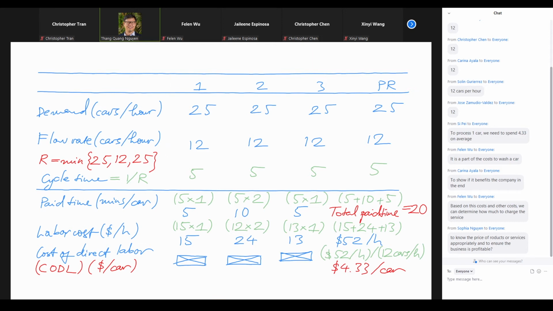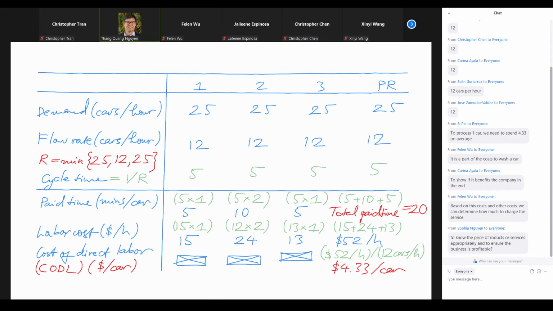Oops, sorry, trying to make this column kind of straight. All right, so we're done with the cost of direct labor. It's a new concept, but I hope it is not hard to calculate. If we are conscious about the unit of calculation here, then at the end we know that it is $4.33 of labor cost per car.